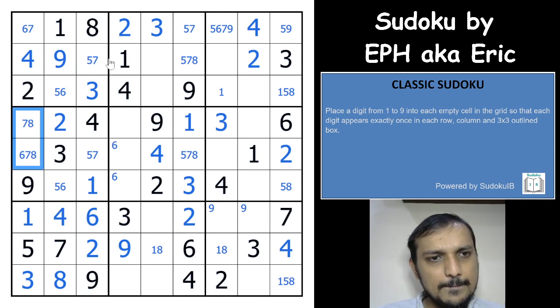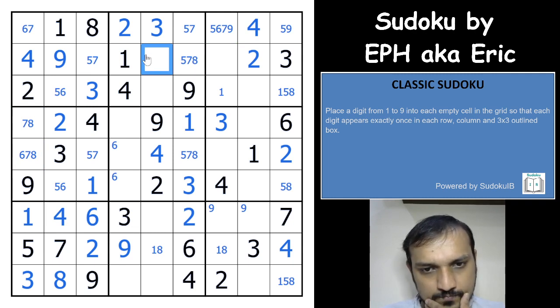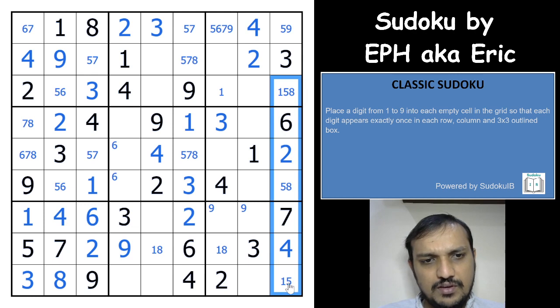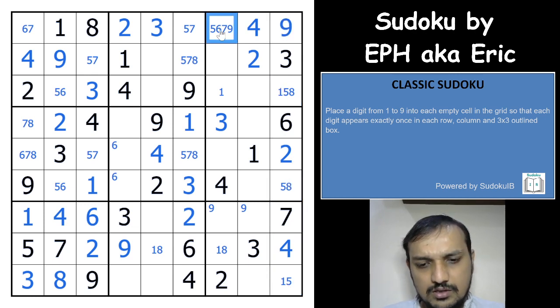This cell is not an 8 here. So you have 1, 5, 8 here. 9 cannot be here. 9 cannot be here. 9 cannot be here. This cell is a 9 here. This cell is not a 9 here.